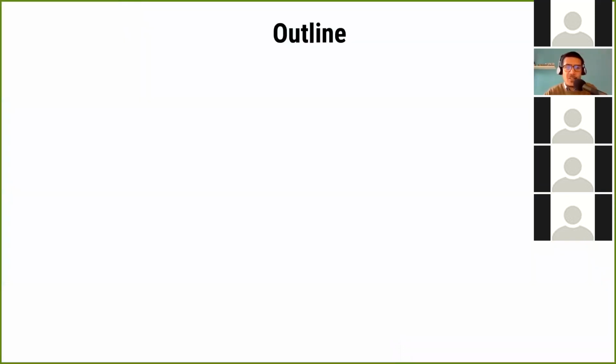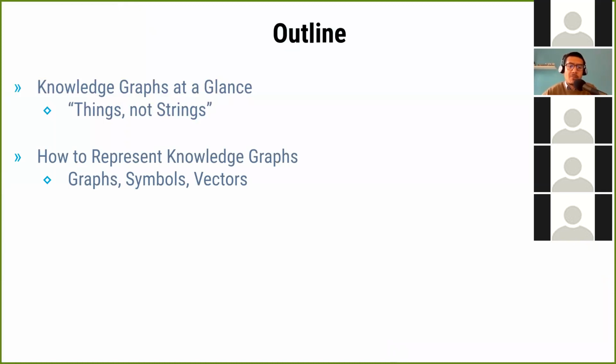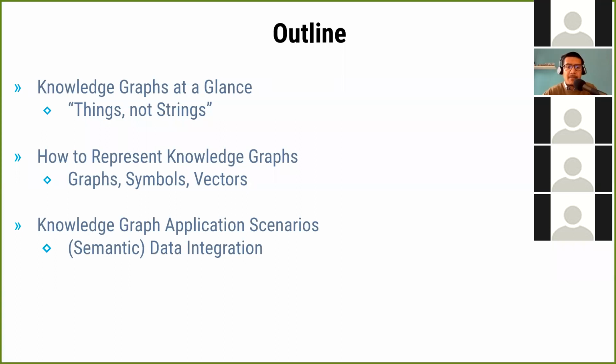This is the agenda of the talk. First of all, I will introduce the main idea behind the concept of knowledge graphs, and then I will try to explain the meaning of the claim "things, not strings." Then we will see how we can use different primitives such as graphs, symbols and vectors in order to represent knowledge graphs. Finally, I will show you some application scenarios for knowledge graph technologies. Actually, there is a ton of contexts in which the adoption of knowledge graphs is very useful, but I focused on a subset of them that I have addressed during my PhD program.